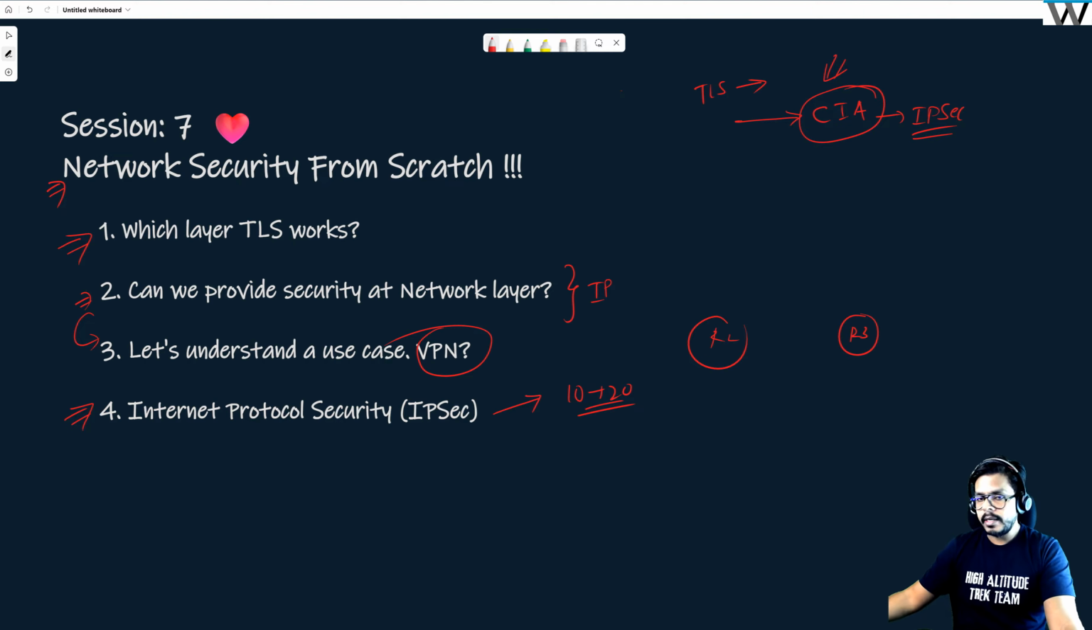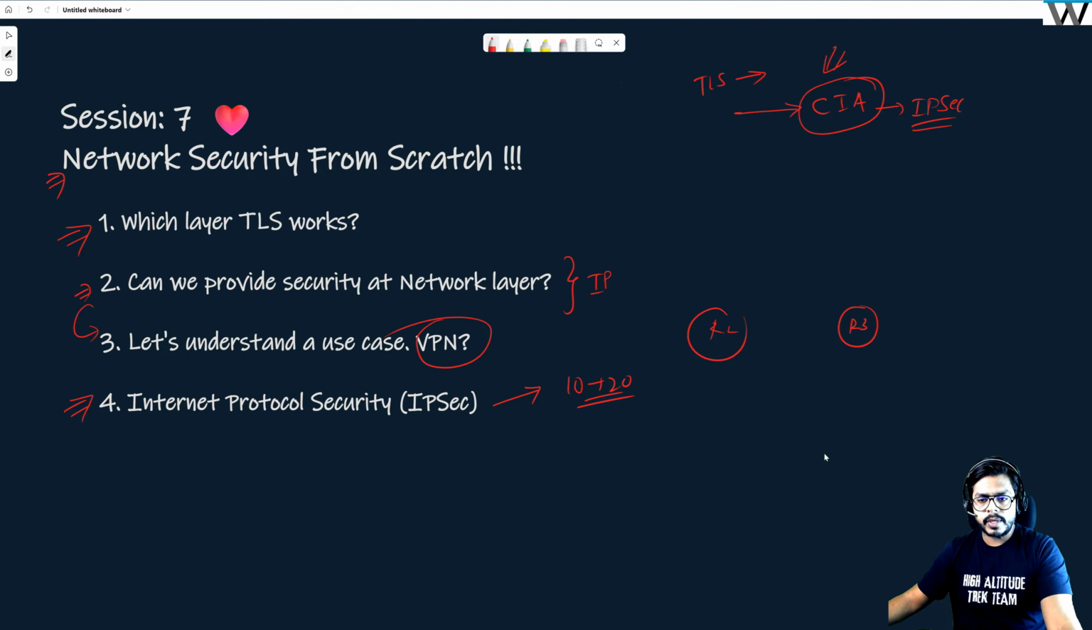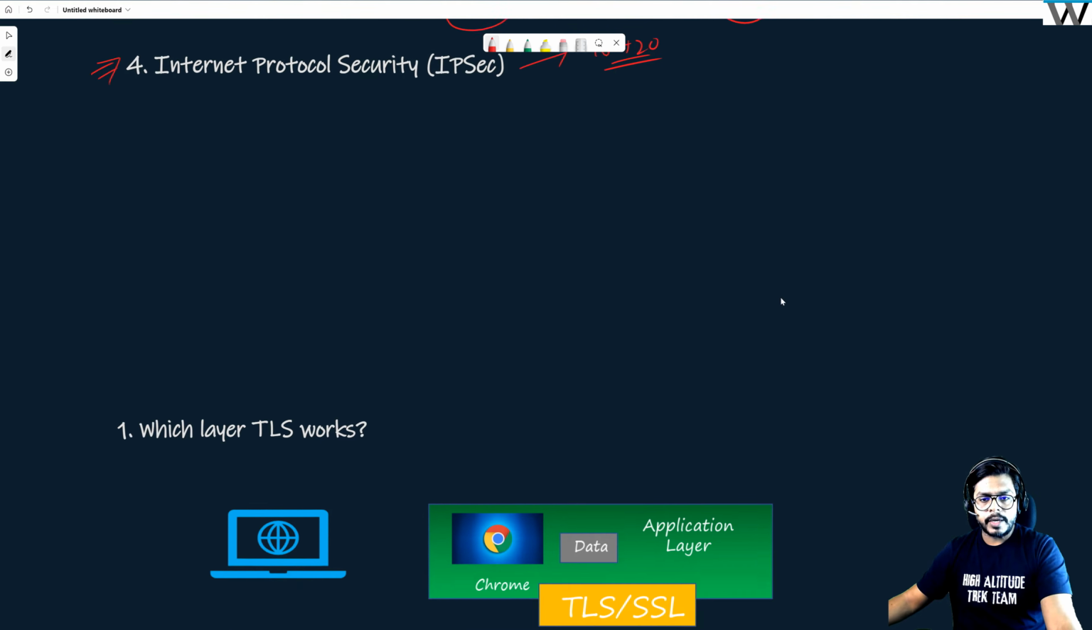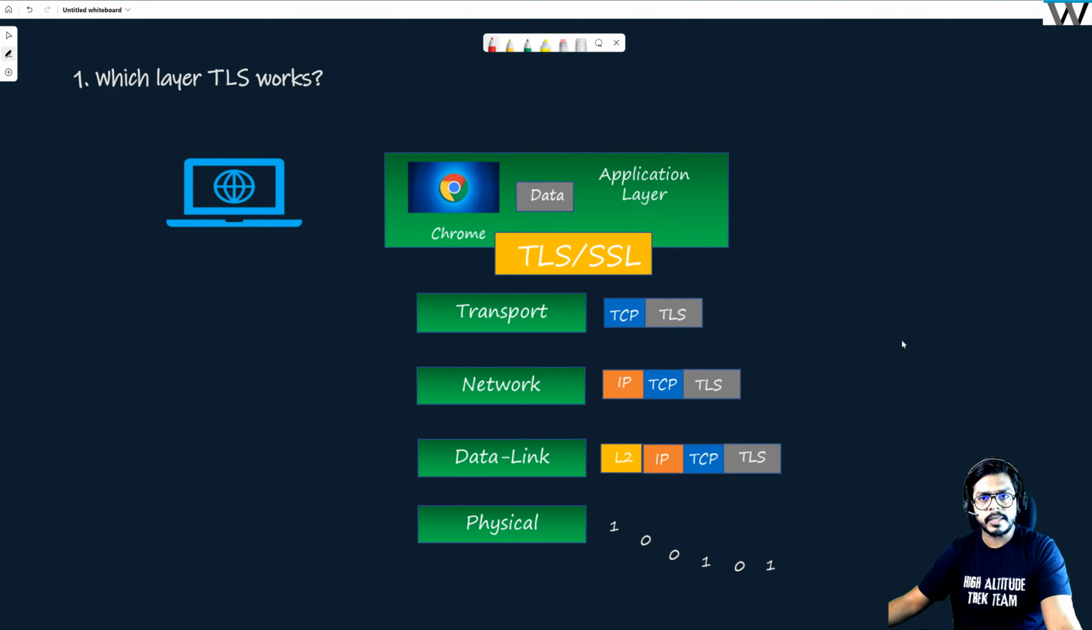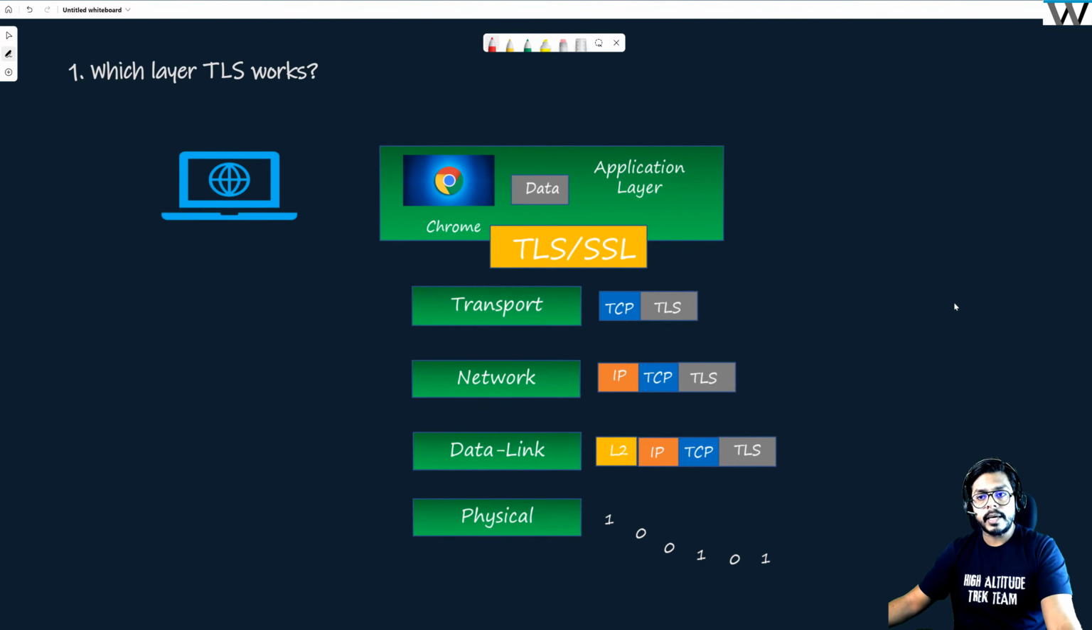Having said that, let's move towards our first board, and whatever we are going to learn here is creating the base for our IPsec, and that is why it is really important to pay close attention to these things. First thing first, which layer does TLS work at? We have seen this packet in Wireshark also, the TLS packet. What is going on?